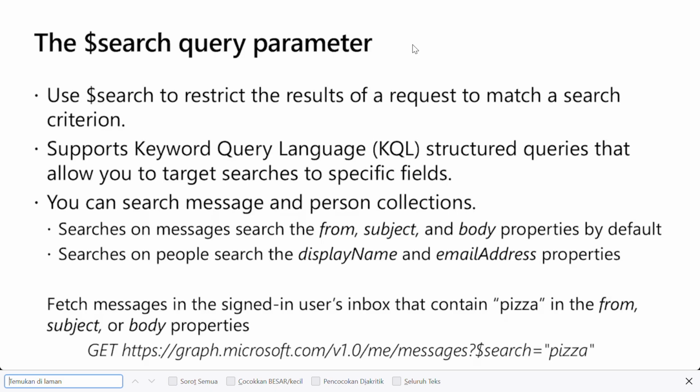And in an example here, we've fetched messages in the signed in user's mailbox that contain pizza and are in the from, subject, or the body.